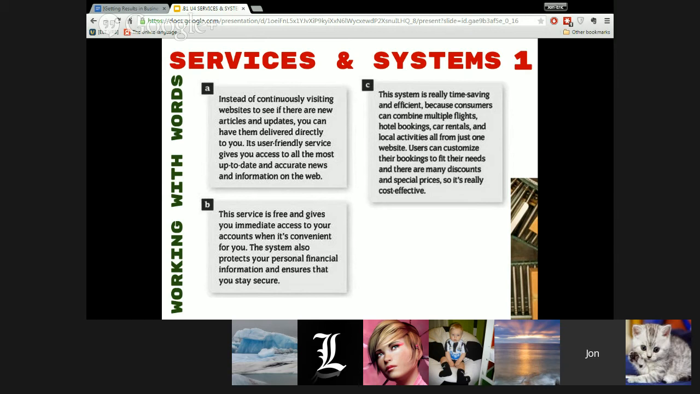Special prices, but she already said. Can I? Yes, go ahead. Cost-effective is the one that Lena said, and you were saying? Free. If it's free, ooh, that would be attractive. Immediate access, convenient for you, and ensures that you stay secure. Okay, immediate access, convenient, good, and the last one was? Secure. Excellent.